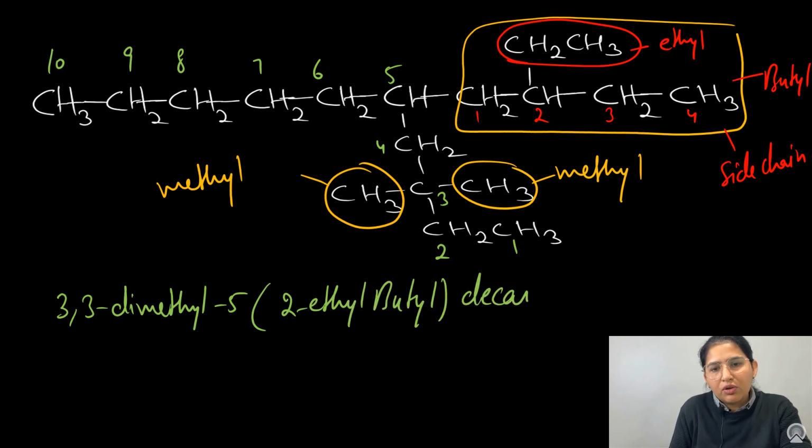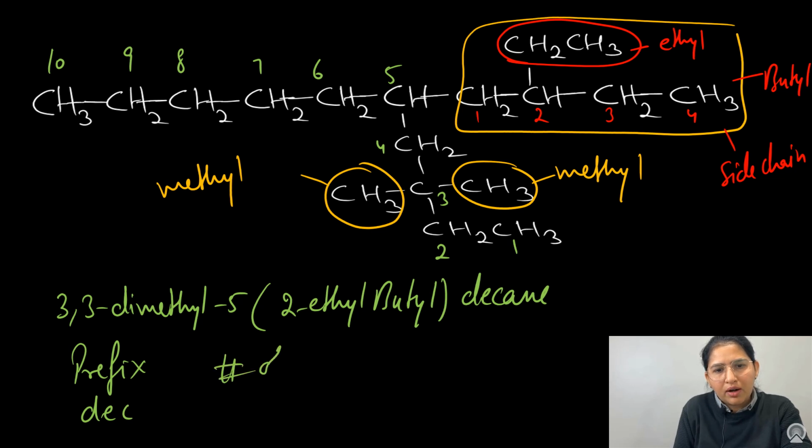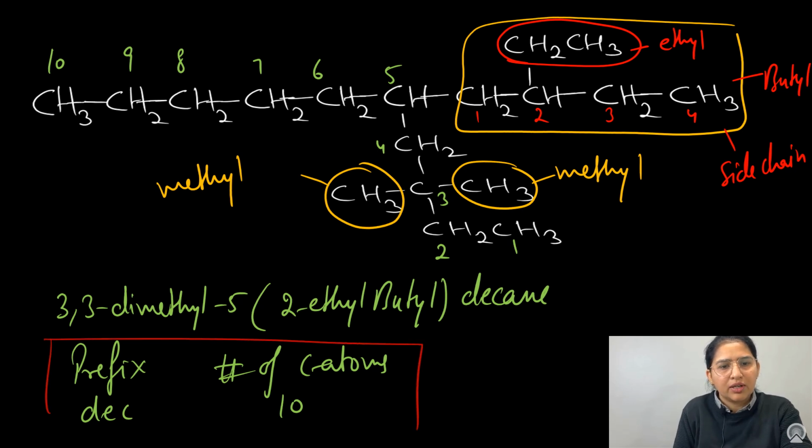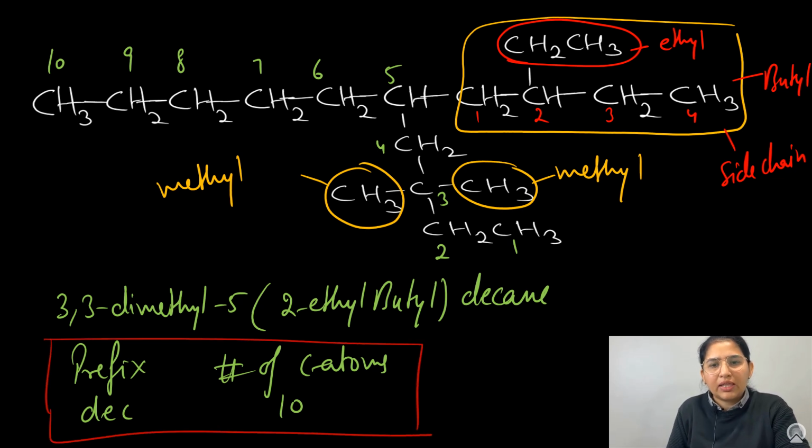decane, because we know for 10 carbons, which prefix would we use? We would use dec for how many carbon atoms? If you are having 10 carbon atoms. So that's why I have used dec here. Along with that, why have I written ane? Because they are having single covalent bonds throughout.